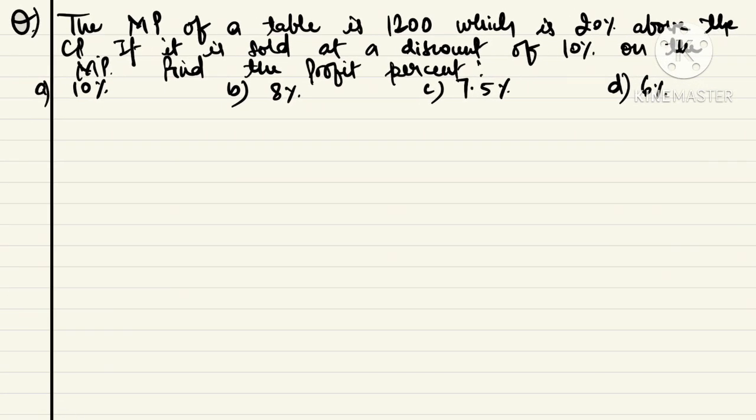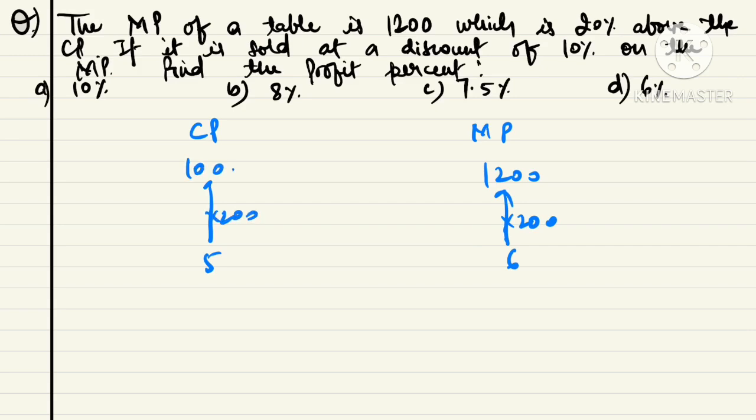Next, it is given the mark price of a table is 1200. Fine. Which is 20% above the cost price. Okay. So 20% above the cost price. What does it mean? That is 5 to 6. Fine. So if it is 1200, so it will be 1000.